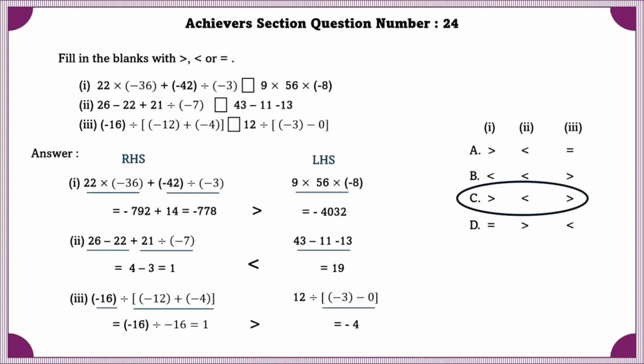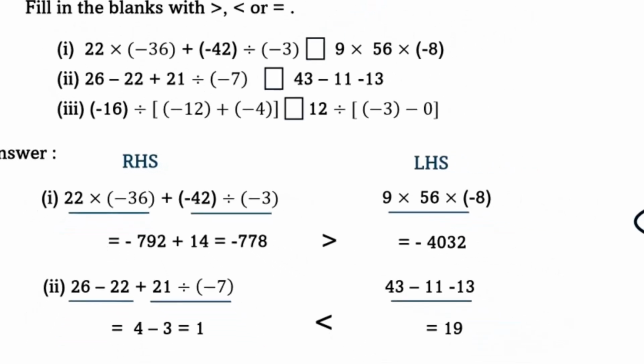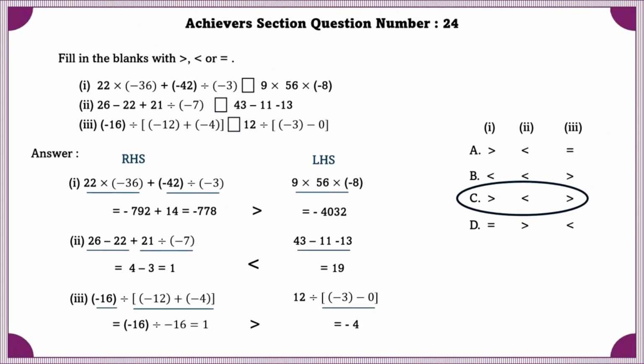If you have noticed, in all of these equations, we have solved it using the BODMAS rule. In the first one, you can see that we've solved 22 into minus 36 and minus 42 divided by minus 3 first, because division first and then multiplication, then only addition. Similarly, in all of these questions, we have used the BODMAS rule. If you do not use the BODMAS rule, your answer has a higher chance of going wrong.